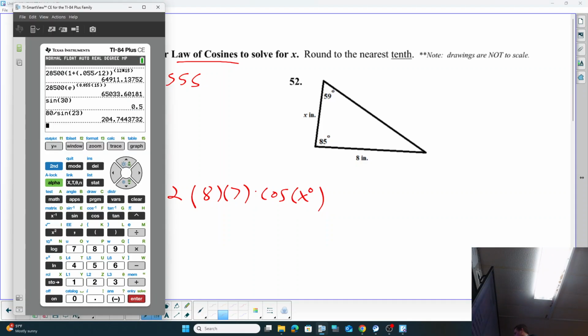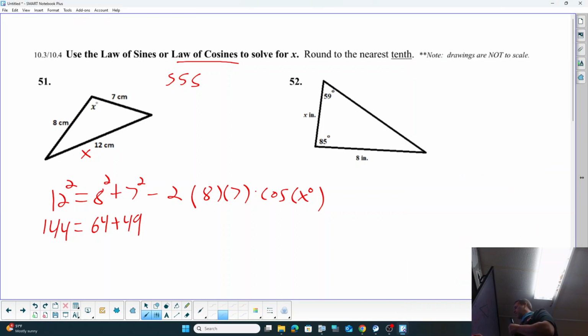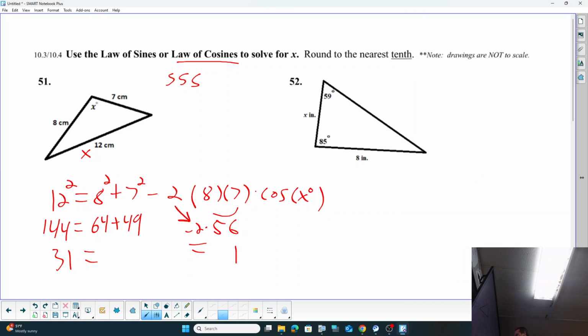We're going to do 144 minus 64 minus 49. So that's going to give us 31. So we have 31 is equal to, now we're going to do these, so 7 times 8 is 56, and 56 times a negative 2, just in case, let's do that on the calculator. I think it's 112. Boom. So we get negative 112 times cosine of x.